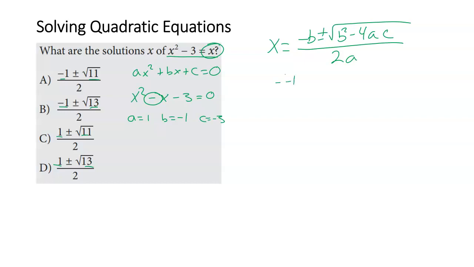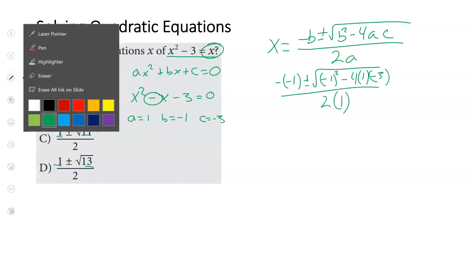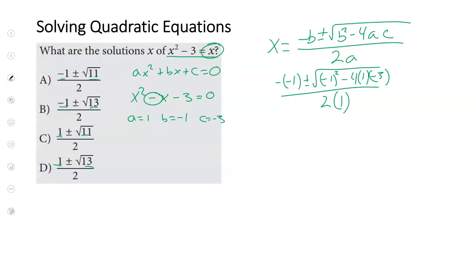So negative b plus or minus the square root of b squared minus 4 times a times c, over 2a. The only things I need to pay attention to are the only things that are different in each of the answers: negative b and what's under the radical, also known as your discriminant. Those are the only things you need to pay attention to because those are the only things that change from answer to answer.